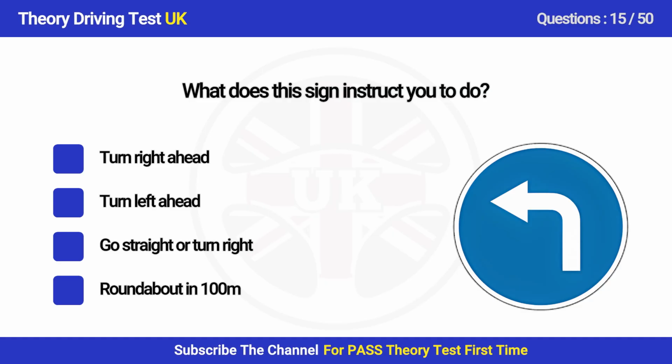A. Turn right ahead. B. Turn left ahead. C. Go straight or turn right. D. Roundabout in.